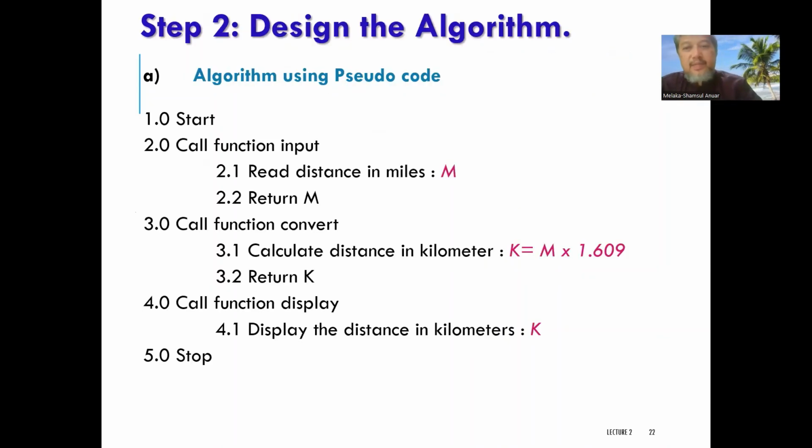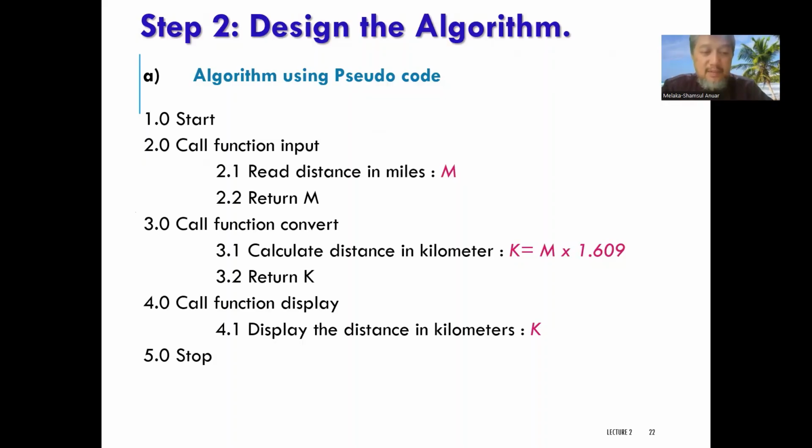If you want to use a pseudocode to solve this, we'll follow this example. Number one is start. Number two, call function input, read distance in miles, and then return M. So you remember what M is.